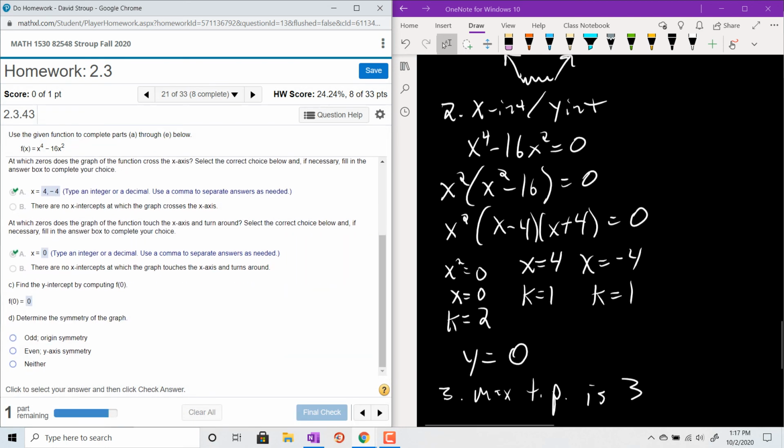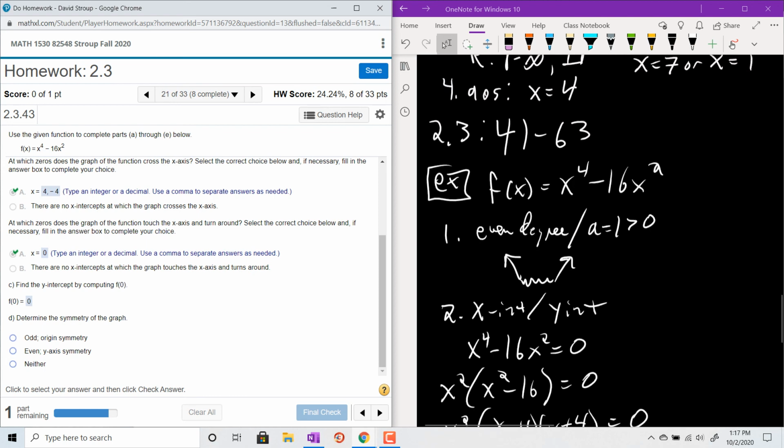And determine the symmetry. Right, so if a polynomial has all of the same powers that are even, then it's even symmetry automatically. Okay, you don't even have to mess around with it. So if it's all even powers, it's an even function. If it's all odd, it's an odd function.